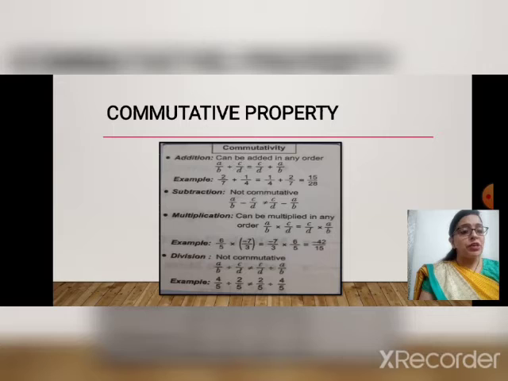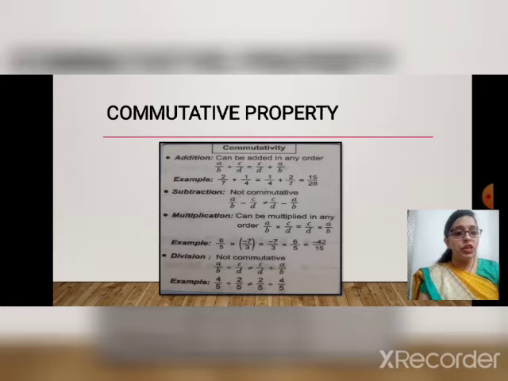Again, in subtraction, it is not applicable, because I told you the example in the previous slide. 3 minus 4 equals minus 1, and 4 minus 3 is 1. That's why it is not applicable, because minus 1 is not equal to 1. So commutativity is also not applicable in subtraction.